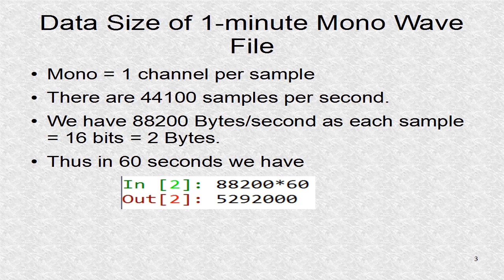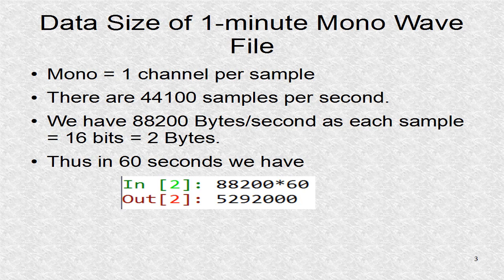3. Now we will calculate the size of a 1-minute mono WAV file. In a mono WAV file, there are 44,100 samples per second. This rate is based on the Nyquist theorem, which states that to retain the frequency f, we should sample at a rate of 2f. Thus a 44,100 sample rate should be able to reconstruct audio data for frequencies up to 22,050 Hz.